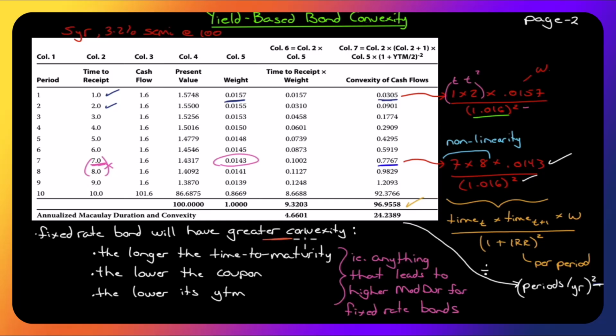Fixed rate bonds will have greater convexity the longer the time to maturity. So longer time to maturity bonds, longer duration bonds will have higher convexity. The lower the coupon and the lower the yield to maturity. Basically, anything that leads to higher modified duration for fixed rate bonds will lead to higher convexity.